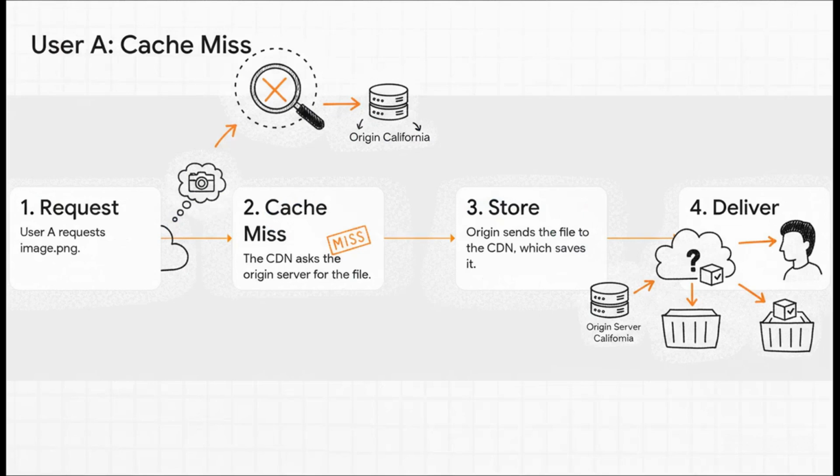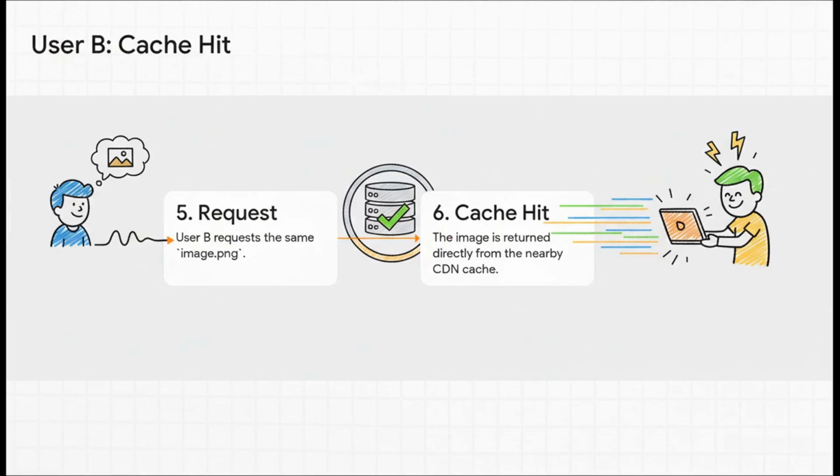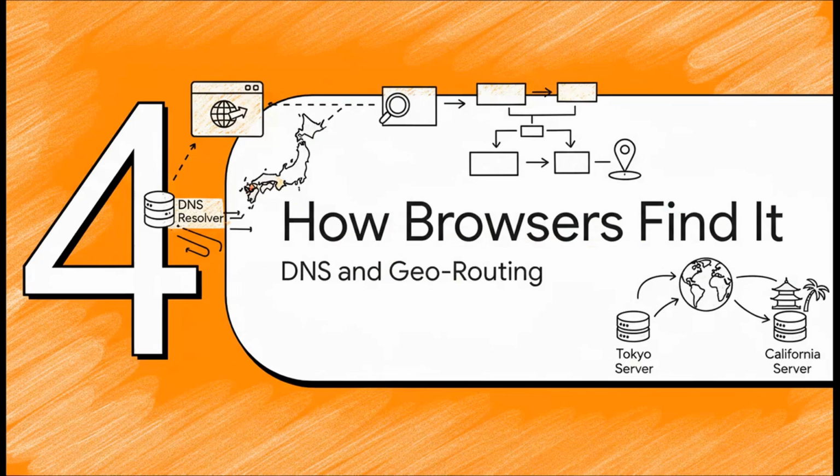The origin sends it back, and now the CDN does 2 super important things. First, it sends the image to user A, but second, and this is the magic part, it saves a copy for itself. Okay, so a few minutes later, user B comes along and asks for that exact same image. This time, when the CDN checks its storage, aha, it's there. That is a cache hit. The image is sent directly from that nearby Tokyo server, and for user B, the load time is practically instant. Boom! That's the power of the CDN.